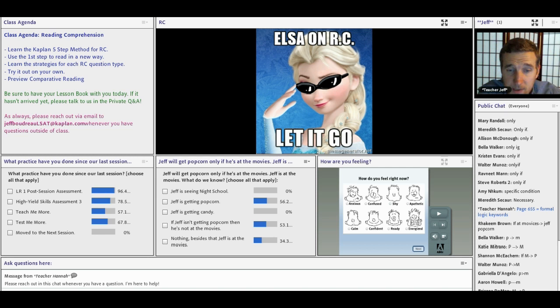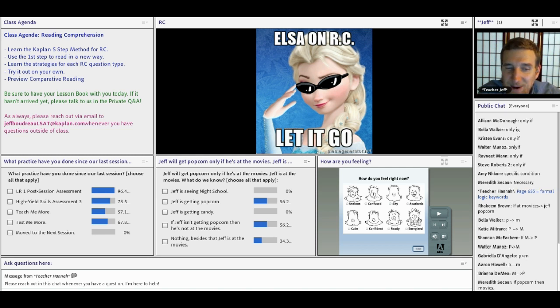All right, I'm seeing a lot of good translations here. Most of them are correct. Be careful. Notice it's if Jeff is getting popcorn. Now, I know some of you got thrown by that "will." That might have made you think that popcorn is happening later, but it is if Jeff is getting popcorn, then he is at the movies. So popcorn, arrow, movies. And again, we know that because only if is a necessary word. So the only if becomes the arrow, moving from left to right. So popcorn, arrow, movies, right?